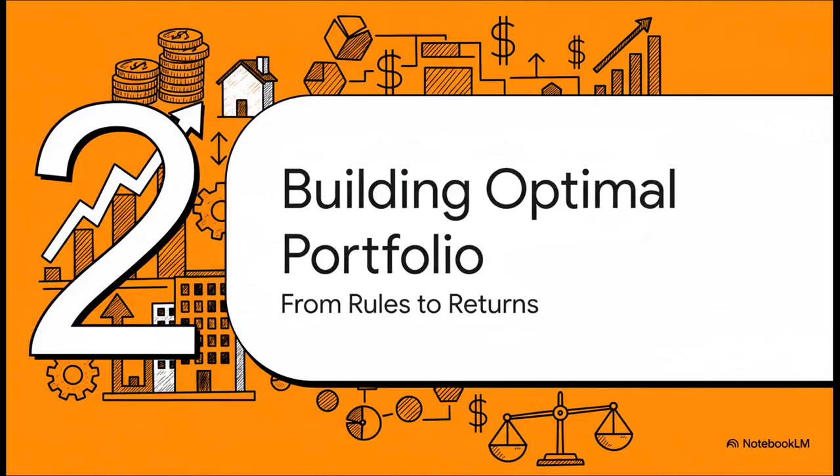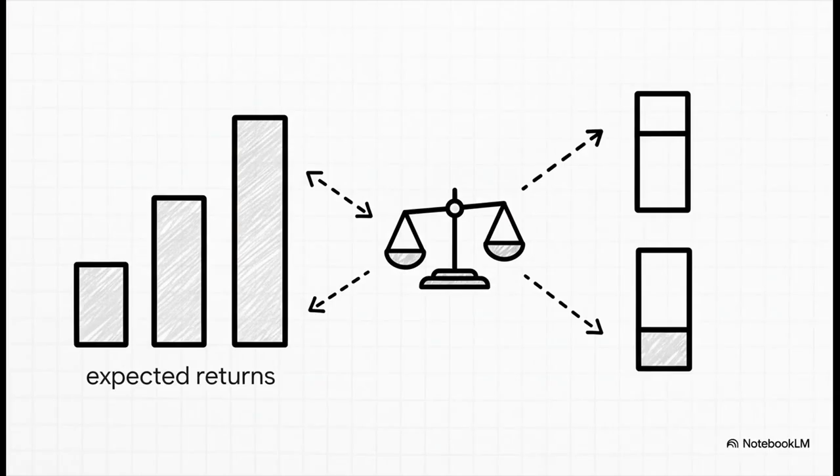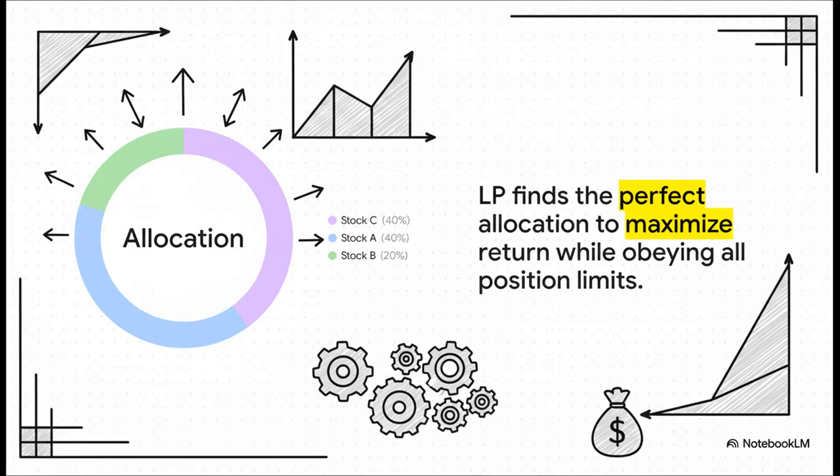Okay, let's move on to our first big application and see how this helps us build a portfolio in the real world, how we get from rules to returns. Okay, so imagine we have $100,000 to invest in, let's say, 3 stocks, each with a different expected return. LP takes our rules, like the max 40% and min 10% per stock, and it finds the exact allocation that gives us the highest possible return. And there's the answer. LP instantly tells us to put 40% into stock C, 40% into stock A, and the last 20% into stock B. No guesswork, no gut feelings, just the optimal allocation.